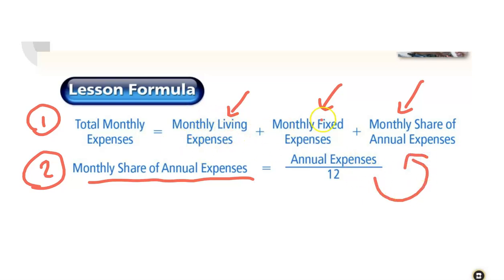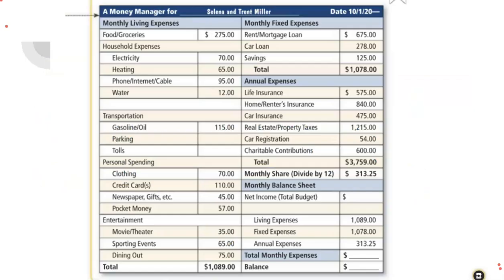So this one and the first 2, living and fixed, you can figure out. But for annual expenses, you take all of your annual expenses and divide by 12. So every month you would just include how much that is, okay? And that helps you save money when you have those larger bills. So we're going to look at a sheet, and you will have a bill form, something similar to this in your practice sheet, okay?